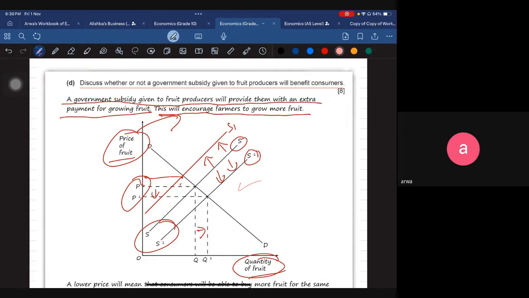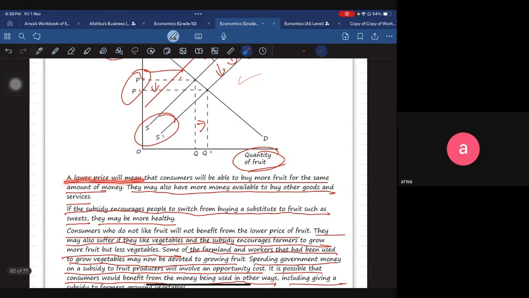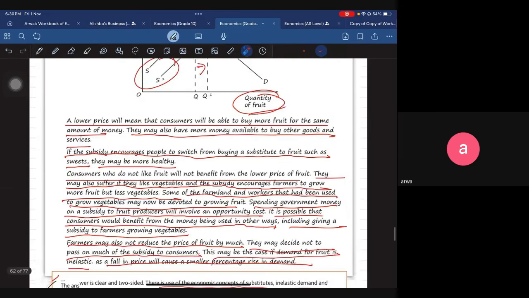Right before the graph is a sentence, I'm going to read it for you. Right after the graph, what sentence he wrote, I will read it to you. This will encourage farmers to grow more fruits. Then he made this graph. Then he said a lower price will mean that consumers will be able to buy more fruits for the same amount of money. So again he was giving his argument here.